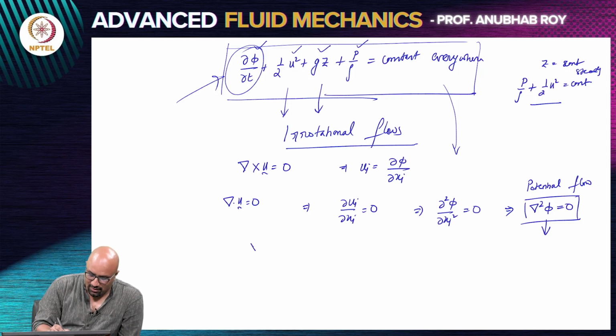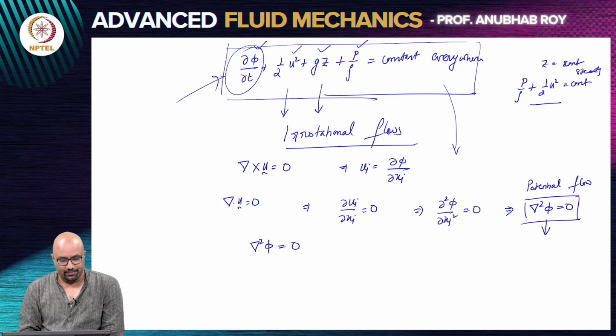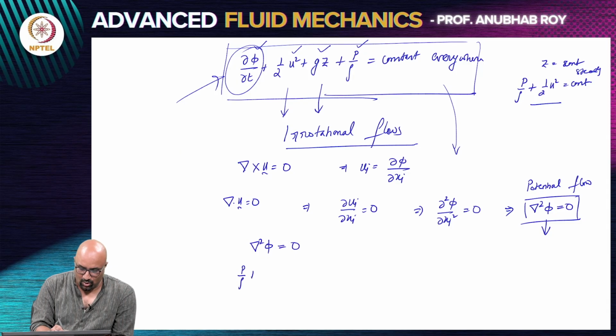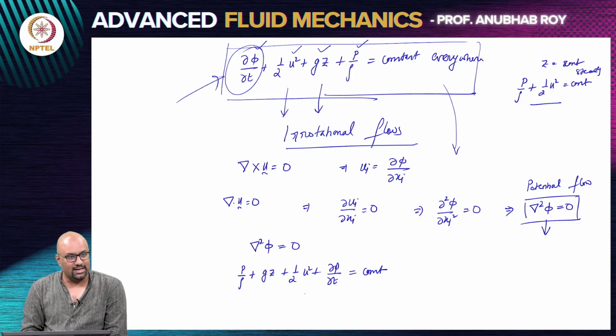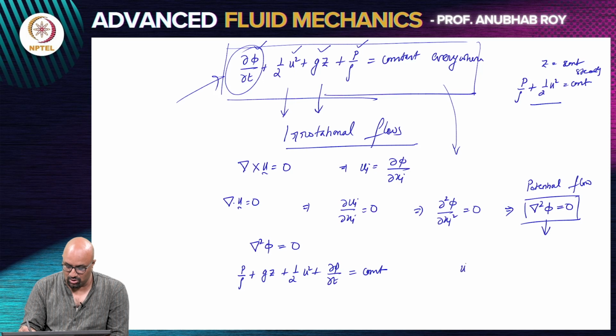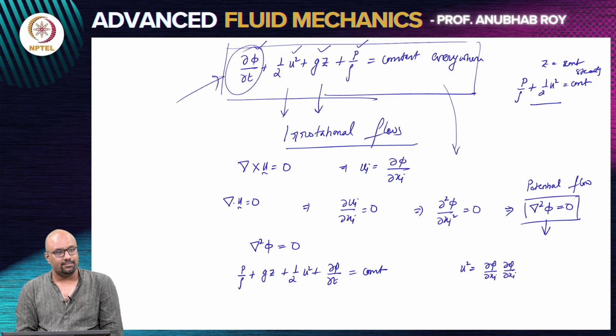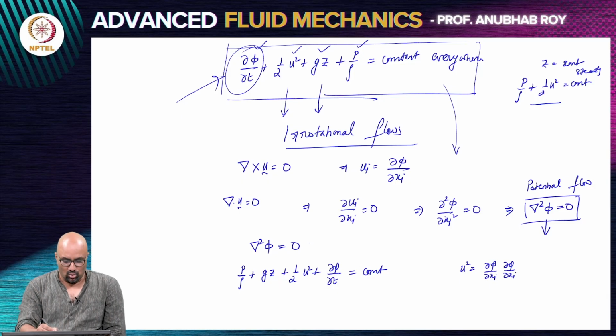So, you now have two equations in the problem, ∇²φ equal to 0 and the Bernoulli equation relating pressure in terms of velocity and the velocity potential. So, u² there is actually ∂φ/∂x_i ∂φ/∂x_i. So, you solve for the velocity potential and using that you can compute what the pressure is.